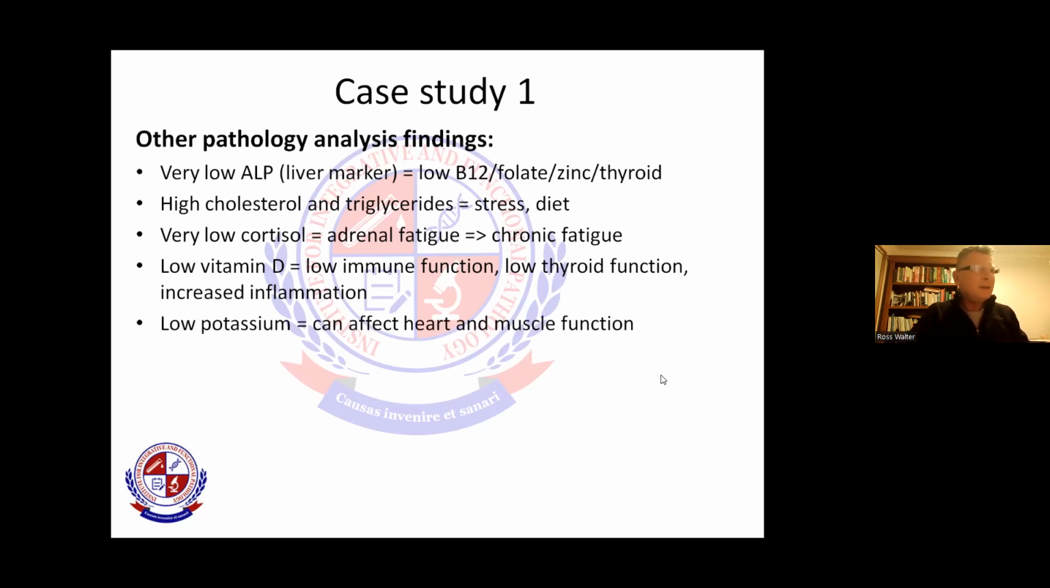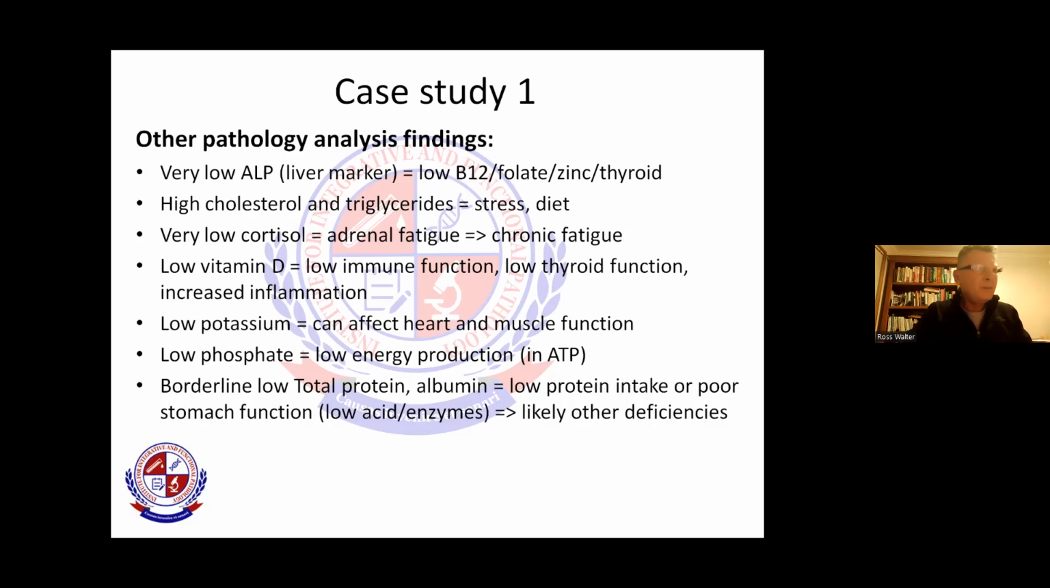Low potassium can affect heart and muscle function. Then there was low phosphate. If you've done your early anatomy and physiology subjects, you'll know that our energy currency is ATP, adenosine triphosphate. The phosphate part is where you're getting your phosphate from. So if there are low levels of phosphate in the results, then you're going to have low energy production.